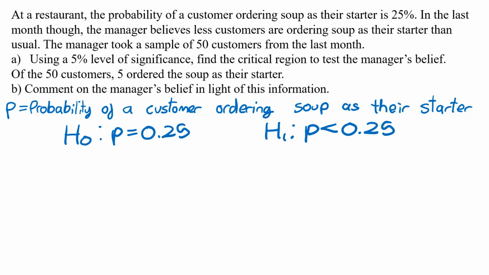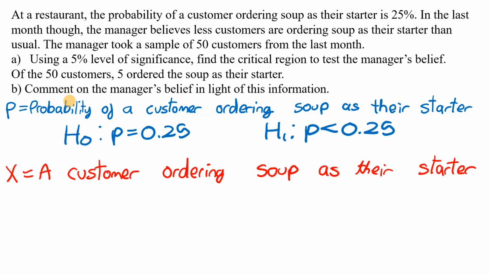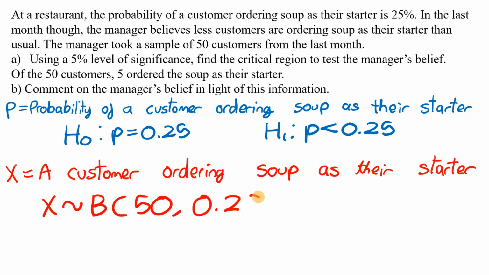So the second step is we need to set up the binomial distribution. So in this question, we're going to say that capital X is equal to the number of customers ordering soup as their starter, okay? So in this question, X can be modeled using a binomial distribution. So n is the number of trials, and the manager took a sample of 50 customers, so therefore n is equal to 50, and then p is the probability, and we are going to assume that the probability is 0.25. So this is the binomial distribution that we're going to use.